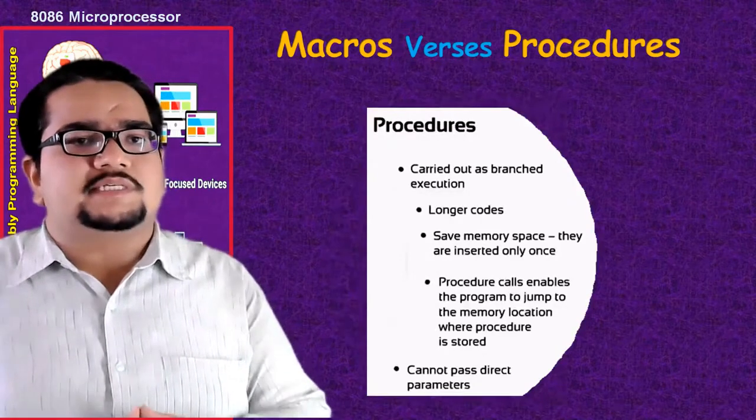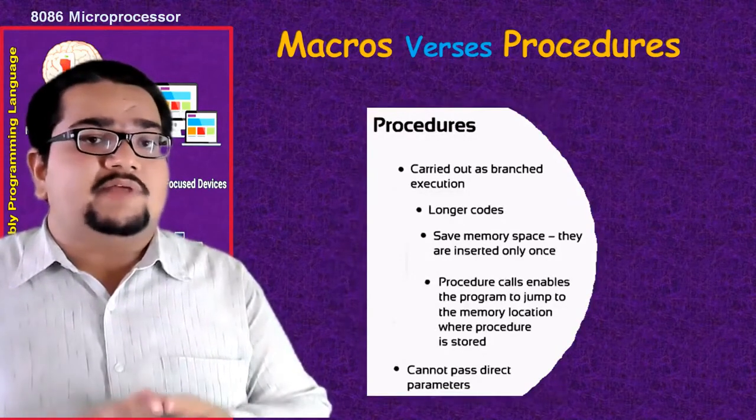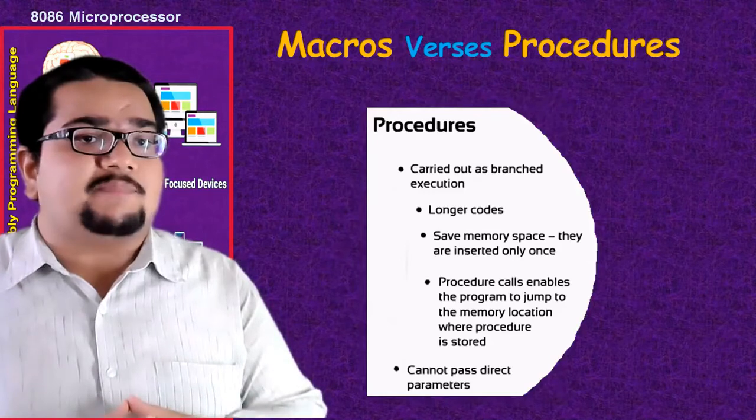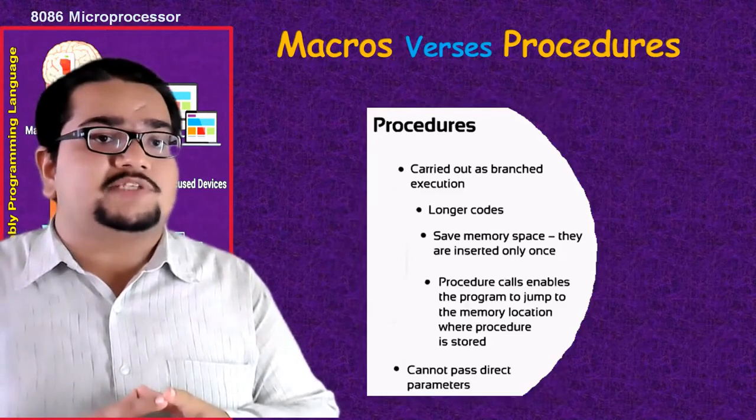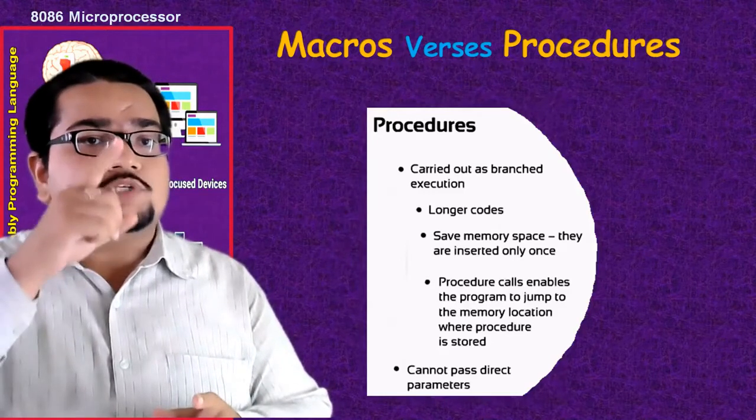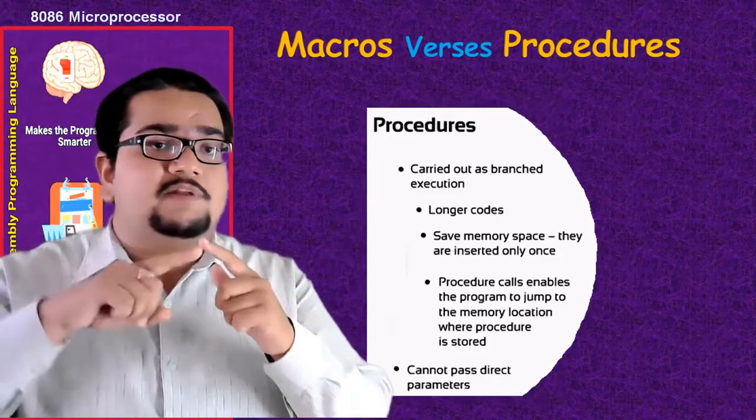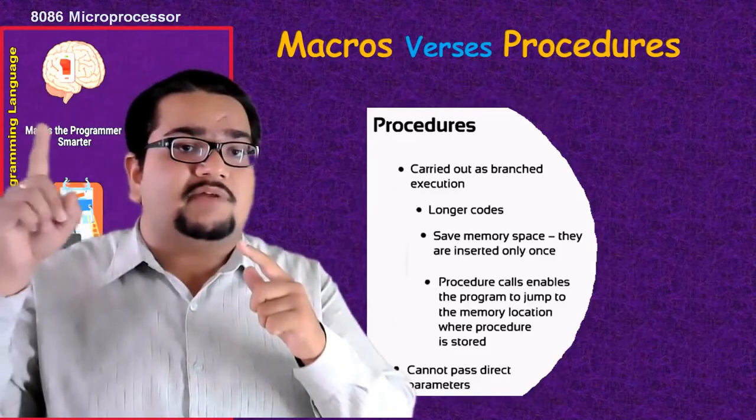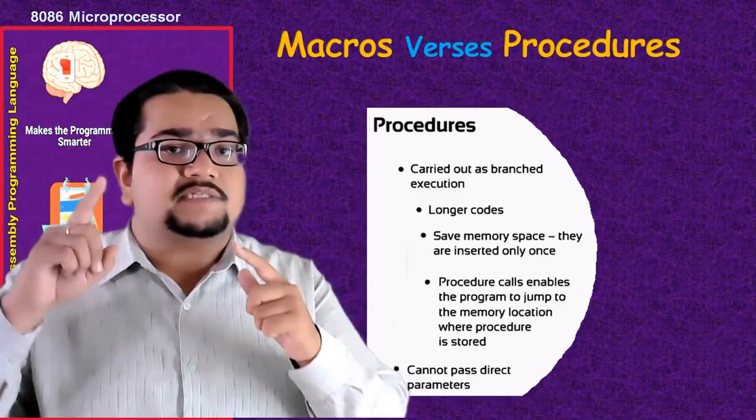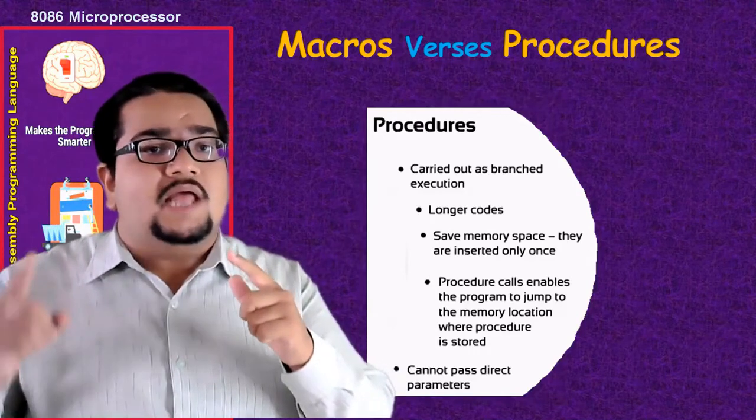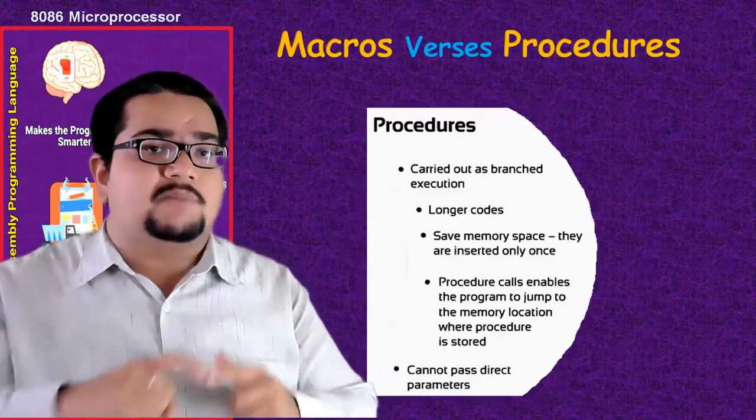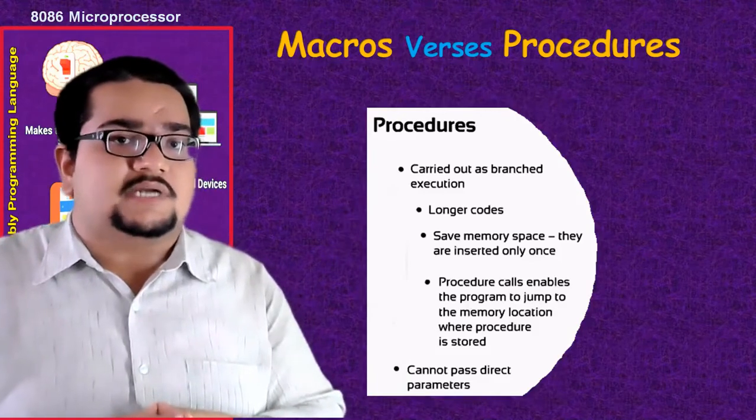Next we have the procedures. Here the procedure, when we write it, carries out a branched type of execution. When we say branched type of execution, it means the program execution in the main program will break. It will be branched to some other location wherever the procedure instructions are placed. It will execute those instructions and come back to the main program after completing the execution of the procedure's instructions.